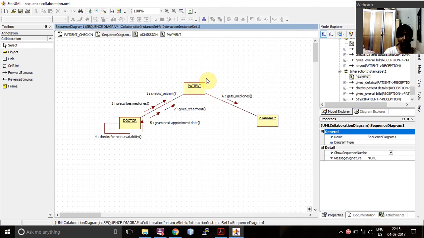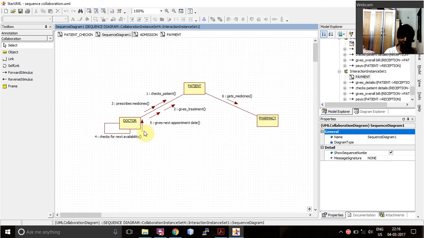Now for the second functionality, we have three objects, that is patient, doctor and pharmacy. First of all, the doctor checks the patient and then he gives the treatment. After that, he prescribes the medicines. Then when the process of treatment is done, the doctor checks for his next available date, which we call a self link.